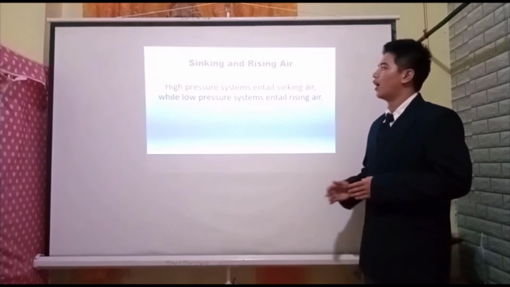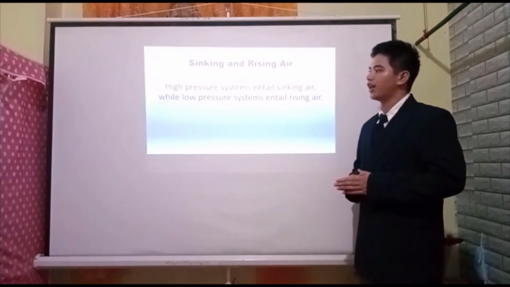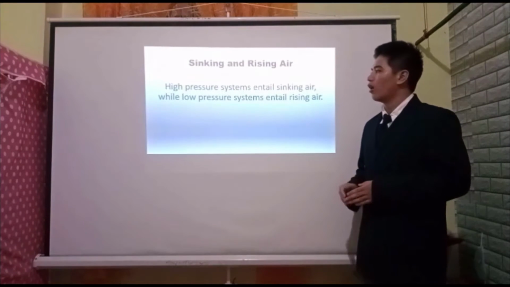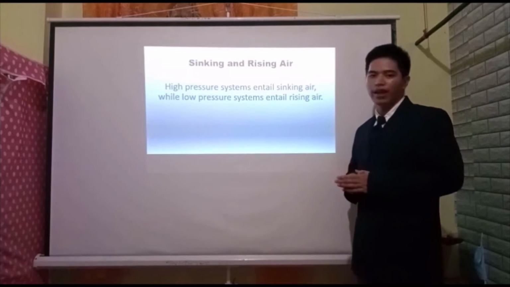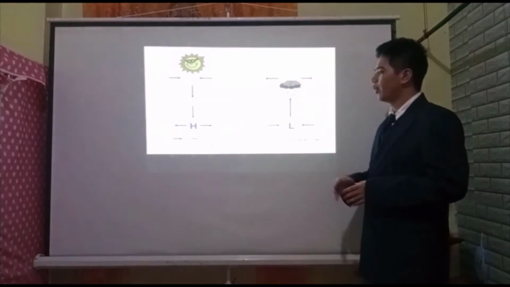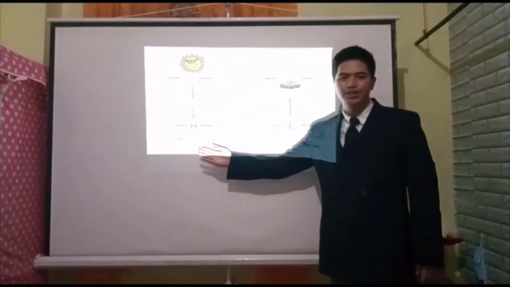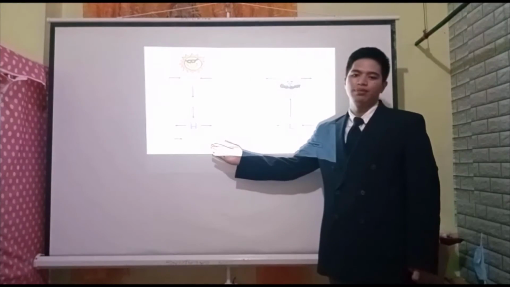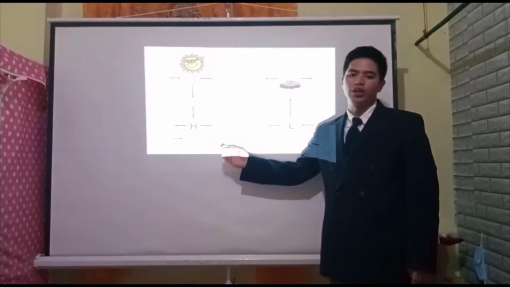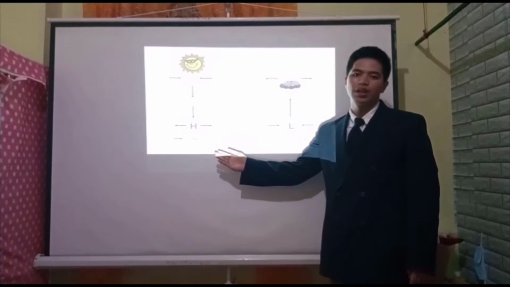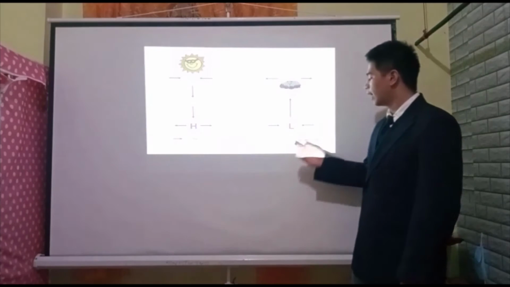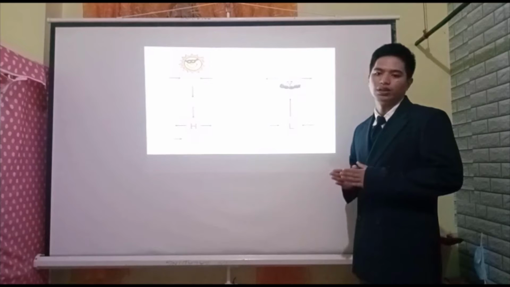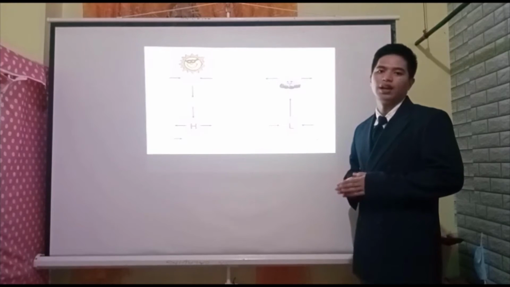Next features are sinking and rising air. High pressure systems entail sinking air, while low pressure systems entail rising air. So here's the example of a high pressure system and a low pressure system. In a high pressure system, sinking air is associated with clear, calm conditions and good weather. While on the other hand, in a low pressure system, rising air is associated with dark clouds, precipitation, and rain.